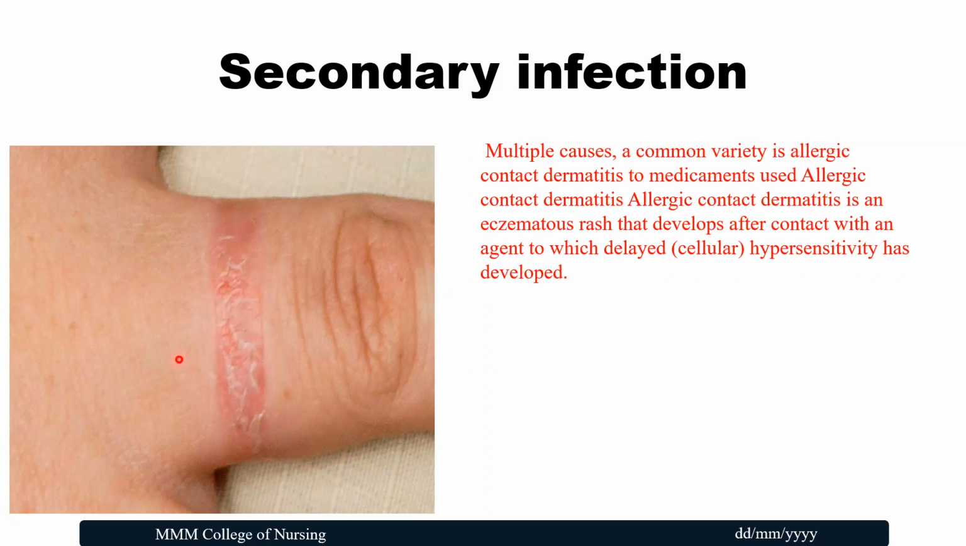So this is not a disease. It will subside by itself once you remove the ornament. So allergic contact dermatitis is an eczematous rash which develops after contact with an agent to which delayed hypersensitivity has developed.